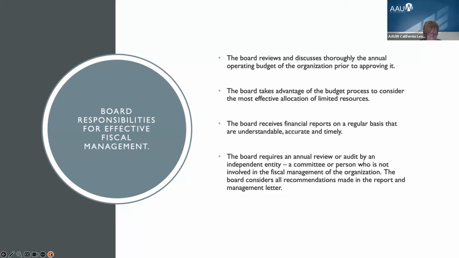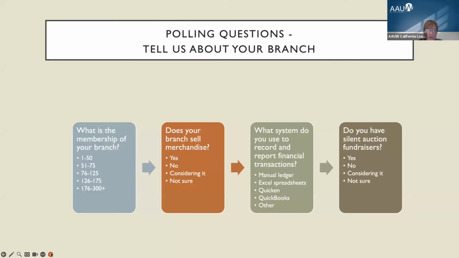They get financial reports. They need to ask for them and they need to read them. They need to understand them and ask questions about them to make sure they understand it. The board can require an annual review or audit by an independent entity. This is not mandatory by the state, AUW California, but it is highly recommended.